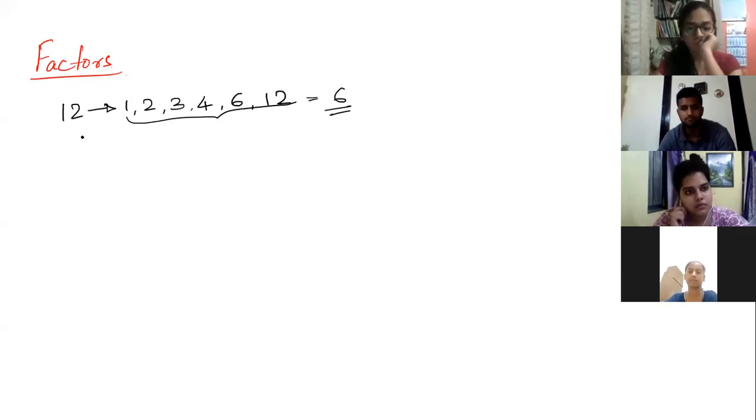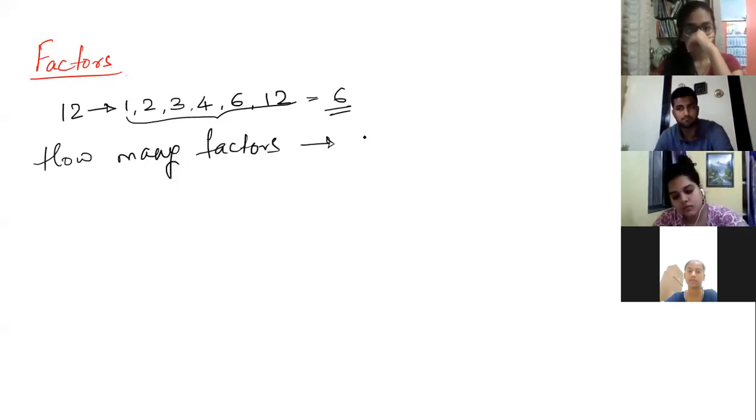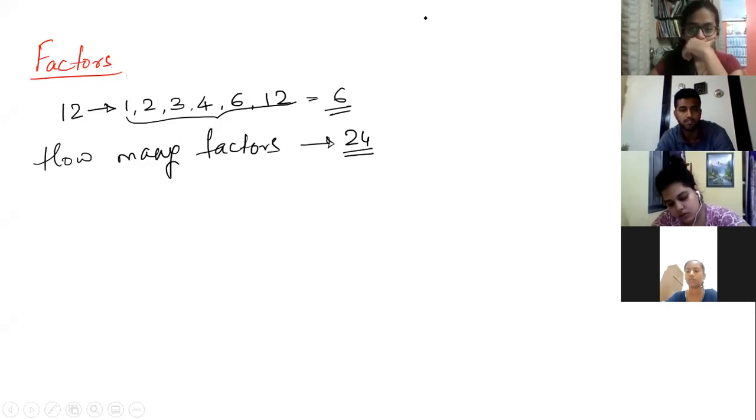So similarly, if I ask you how many factors exist for, let's say, number 24, can you list it down and tell me how many factors are there for 24? Put it in the chat, the number of factors. Don't put the factors, put the total number of factors in the chat box. Factors for 24. How many numbers can divide 24?